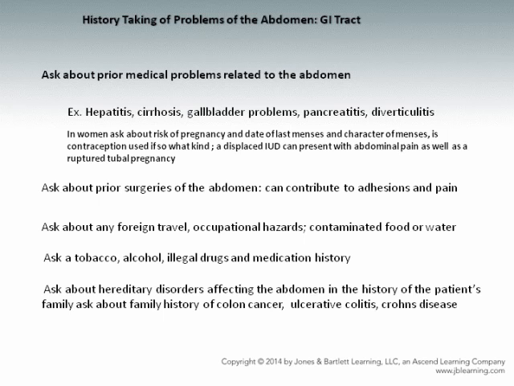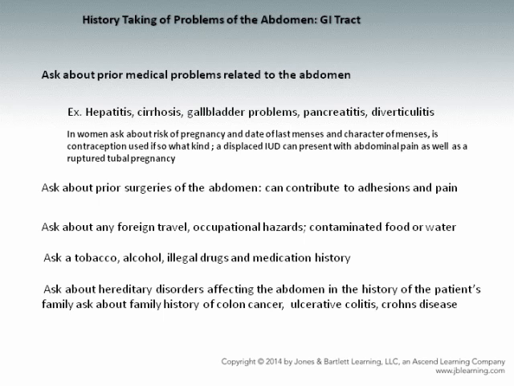Ask about medical problems related to the abdomen, such as hepatitis, cirrhosis, gallbladder problems, pancreatitis, or diverticulitis. In women, ask about pregnancy and the date of the last menses, character of the menses, if they use contraception and what kind. Because a displaced IUD can present with abdominal pain as well as a ruptured tubal pregnancy. Ask about prior surgeries of the abdomen because you can get adhesions which can cause pain.